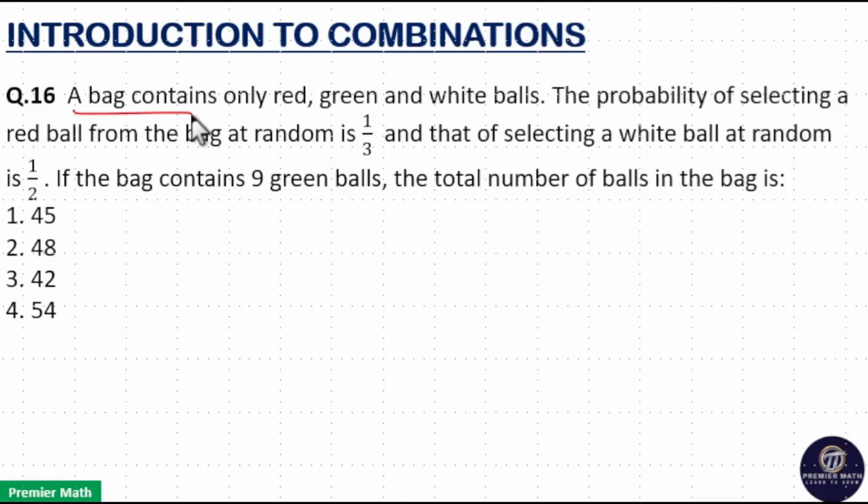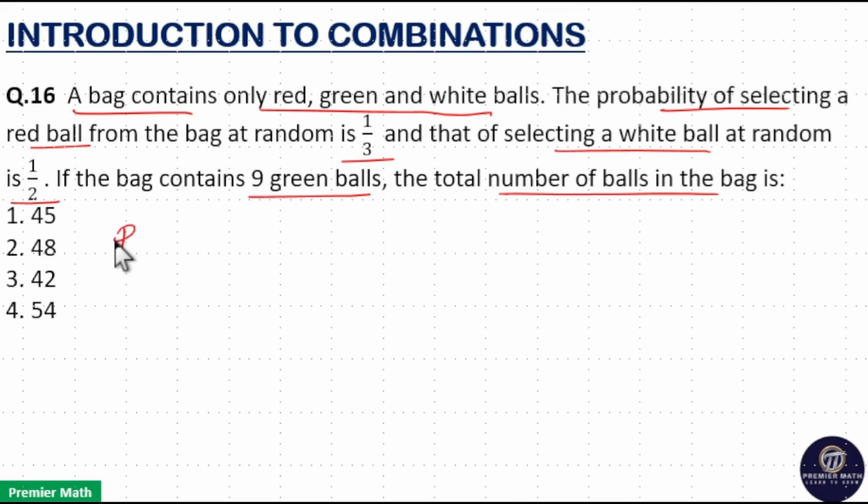A bag contains only red, green and white balls. The probability of selecting a red ball from the bag at random is 1 by 3 and that of selecting a white ball at random is 1 by 2. If the bag contains 9 green balls, the total number of balls in the bag is? We have red balls, green balls and white balls. Now the probability of selecting a red ball is equal to 1 by 3, selecting a white ball is 1 by 2, and you have a total of 9 green balls.